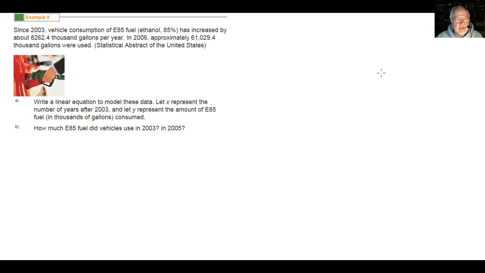Here's a word problem taken right out of the book on page 250. I know you hate word problems. Most algebra students do. Most algebra students will be complaining about word problems 20 years after they've taken algebra. So anyway, let's deal with this.